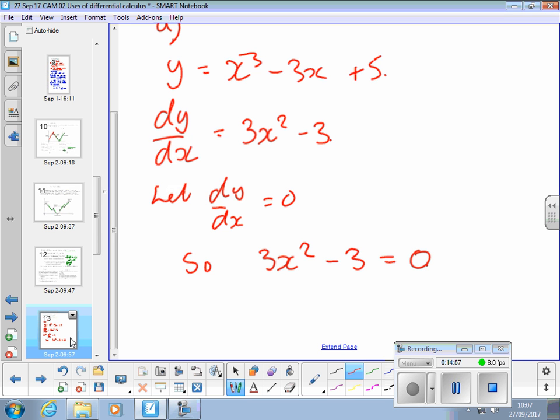How do we find out what values of x will solve that? What type of equation is it? Quadratic? Yeah. You could have two answers, yeah. What method have you used to do that?